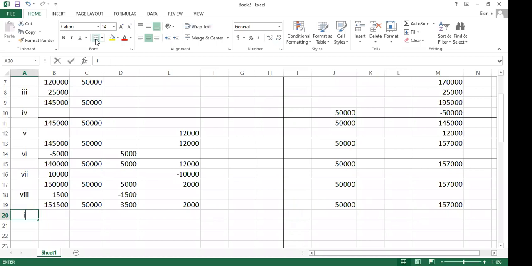Last one is 9. Paid wages 1,000, rent 2,000 and electricity bill payable 1,500. Wages 1,000 and rent 2,000, minus 3,000 from the cash. And electricity bill payable 1,500. Accounts payable add 1,500 and total of the 4,500 deduct by the owner's equity.